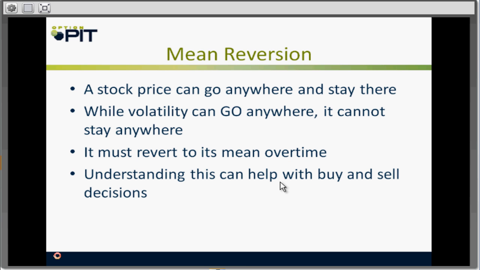All right, mean reversion. A stock can go anywhere. In 10 years, the S&P could be 20,000. The S&P could be 2. The VIX will probably be 20 on average. So volatility can go anywhere. It can't stay anywhere. Think about options as a form of insurance.